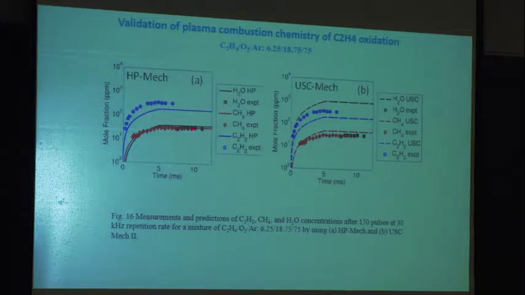You can see that they measured the species methane and water. They dramatically enhance the predictability compared to USCMAC. With USCMAC, this is the measured water, and the predicted water is here at 300 Kelvin. You can see it's more than an order of magnitude different. Therefore, USCMAC particularly is an optimized kinetic mechanism. You cannot use it beyond the temperature range being validated there.